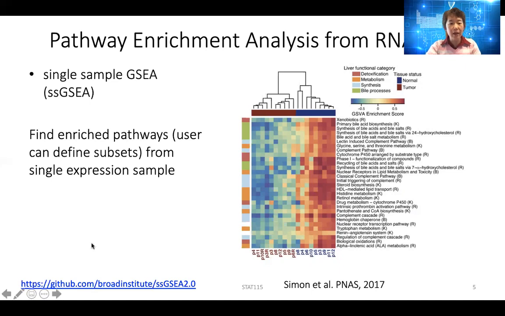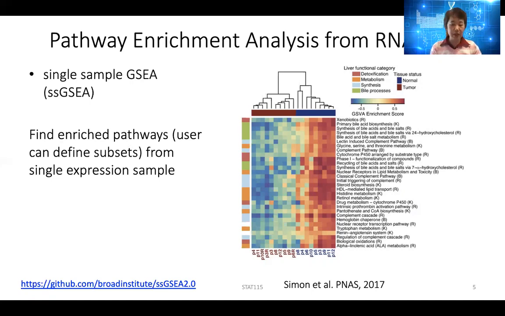And so for that, the Broad Institute now has single-sample GSEA. Basically, you first have to decide what type of pathways you are interested in. Remember, for gene set enrichment, there are probably tens of thousands or maybe hundreds of thousands of different pathways. You can focus on, for example, only metabolism-related pathways or gene sets. You can also look at immune-related pathways.